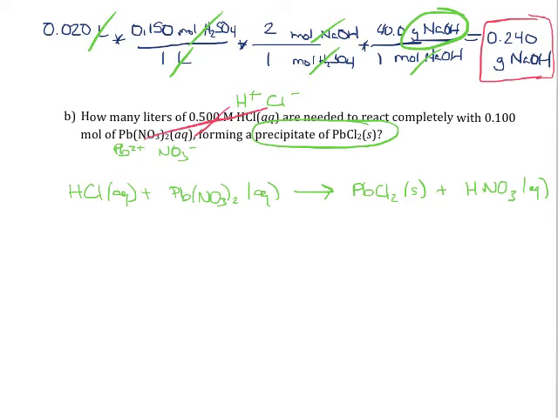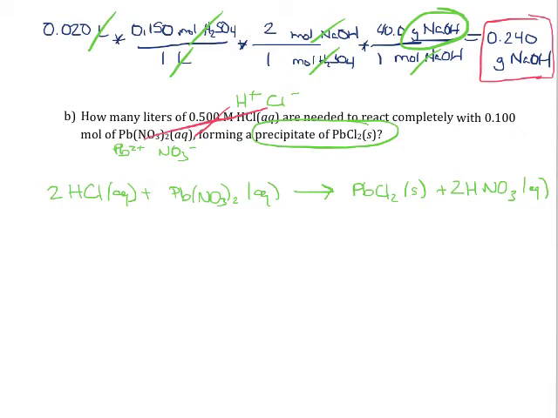Okay, next thing we want to do is balance this. Since there are 2 nitrate molecules on the reactant side, we want to make sure there are 2 on the product side. Since I see 2 hydrogens and 2 chlorines on the product side, I want to make sure there are 2 on the reactant side. So now we've got this balanced.